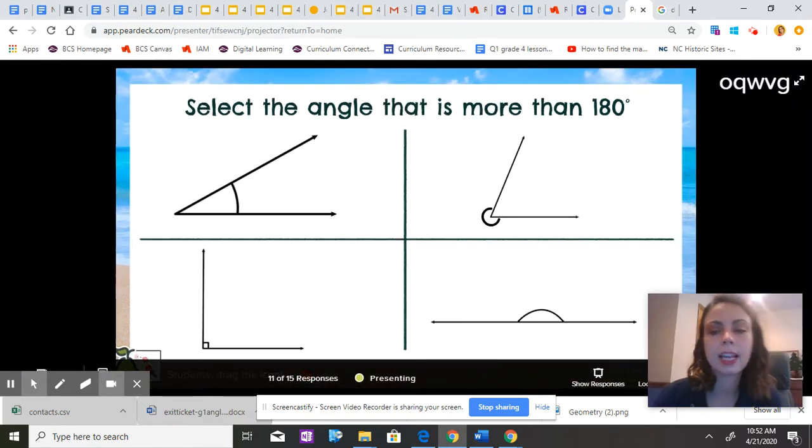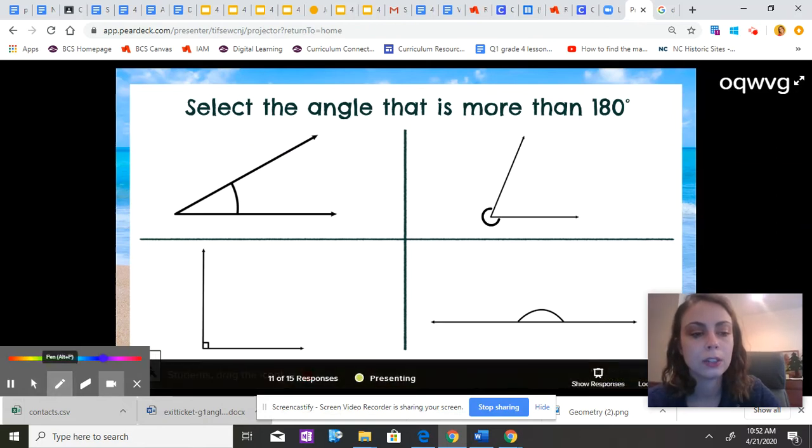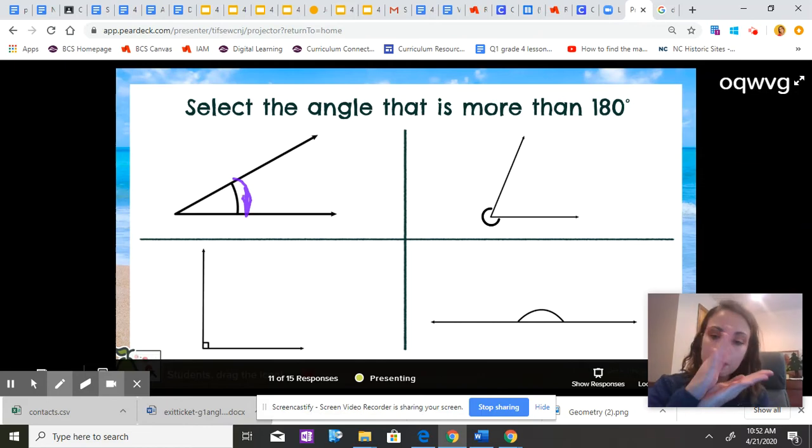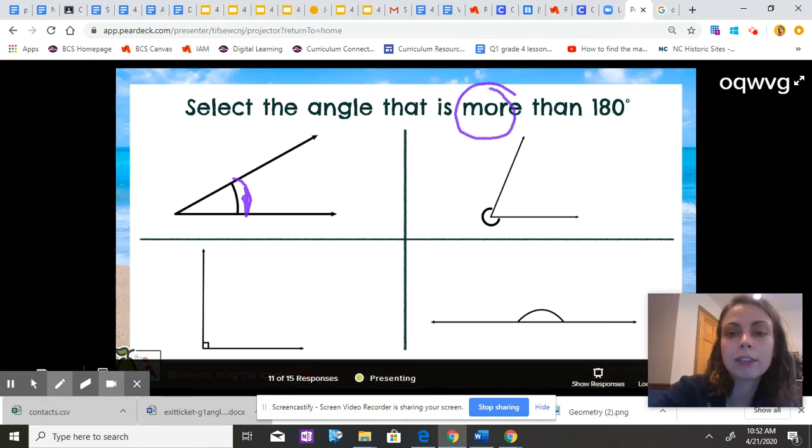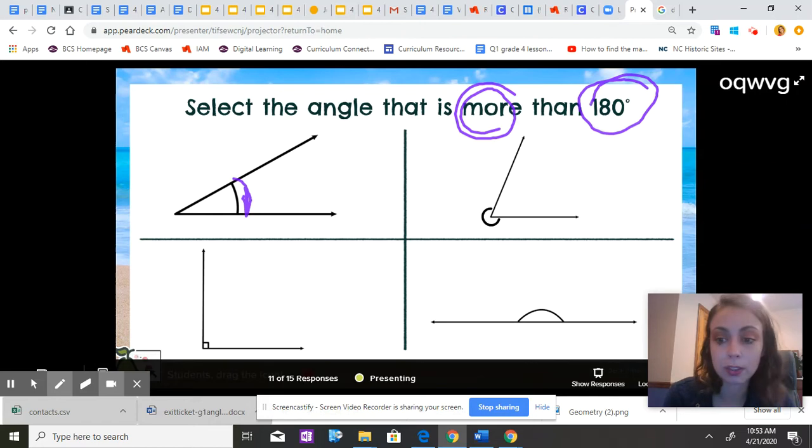This one, select the angle that is more than 180. So we had to look carefully at these. When you're looking at these, this means this is the part of the angle you're measuring. And we know that that is an acute angle. An acute angle is less than 90 degrees. We're looking for one that is more than 180. 90 is not more than 180.